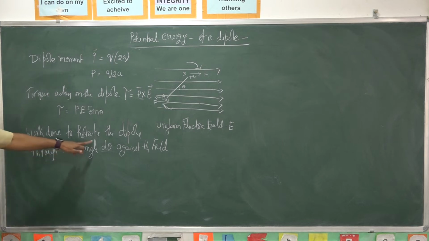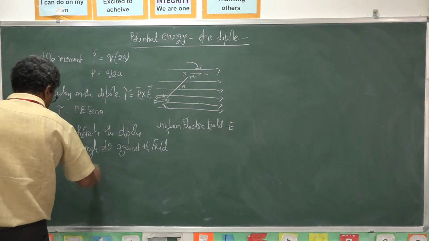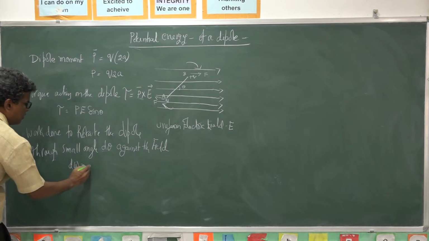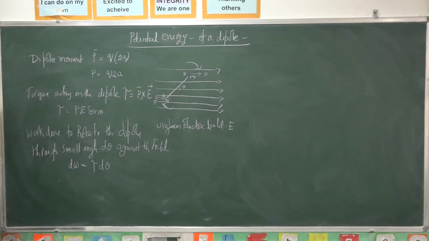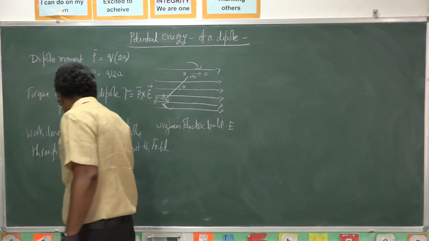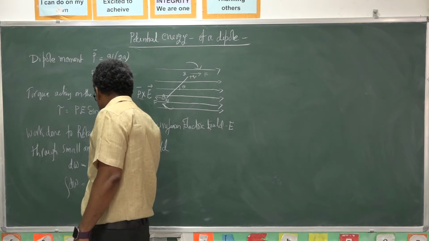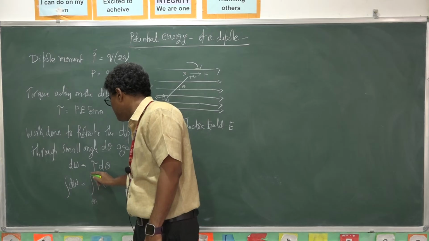Work done to rotate the dipole through a small angle d theta against the field: dW is equal to tau d theta. This is the formula from mechanics, plus one mechanics. So to rotate from an angle theta 1 to theta 2, integral dW is equal to integral tau d theta, from theta 1 to theta 2.